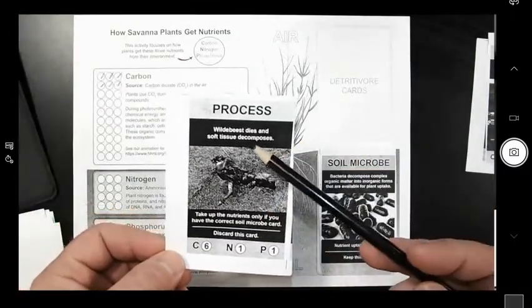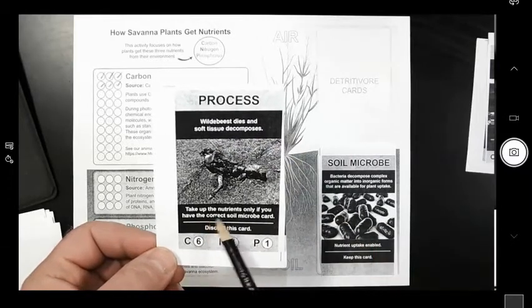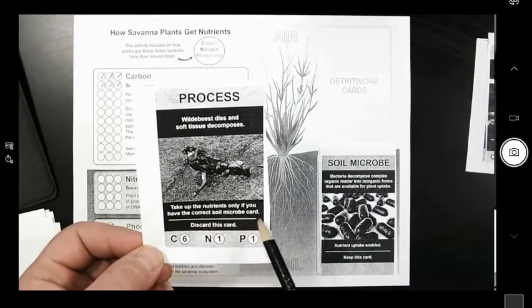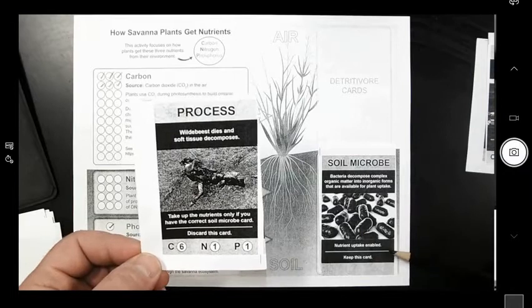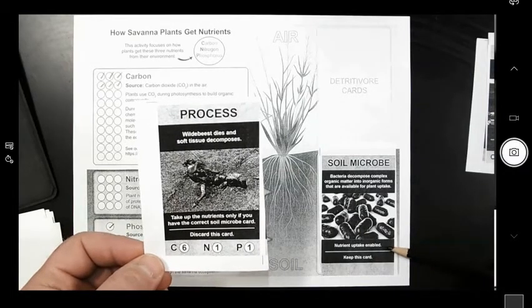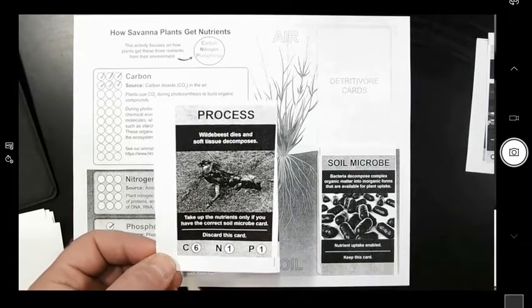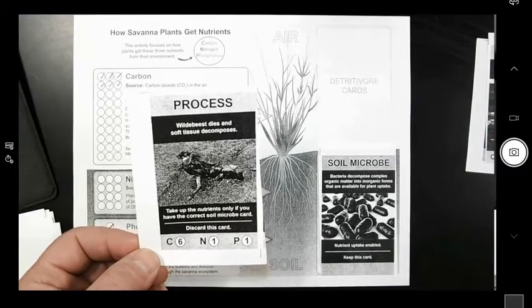All right. Wildebeest dies and soft tissue decomposes. Take up the nutrients only if you have the correct soil microbe card. So here we go. Nutrient uptake enabled over here, so that means, yes, this one works. So we get 6 carbon, 1 nitrogen, and 1 phosphorus.